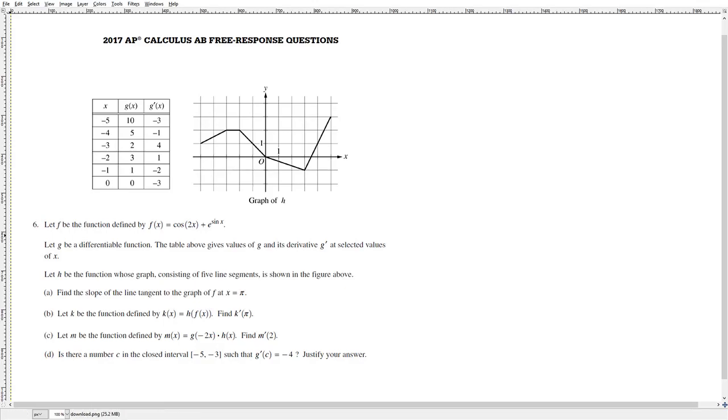Okay, this is part B of this 2017 AP Calculus AP Free Response question number 6. And B asks, let k be the function defined by k of x equals h of f of x. Find k prime of pi. So basically what this question's asking is to find the derivative of k, and then to plug in pi.